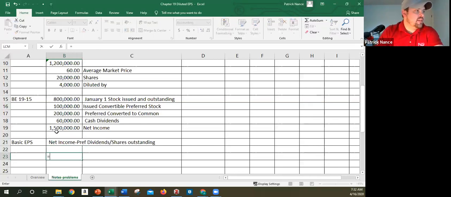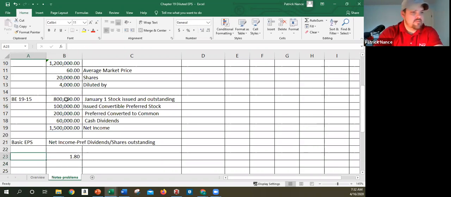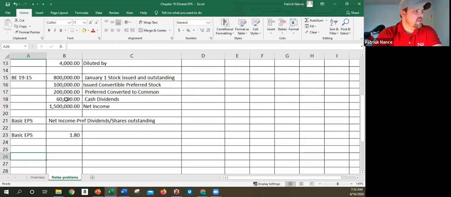So I can just take my net income, use parentheses so it does the math right here, net income minus my preferred dividends, I probably should label those, the preferred cash dividends, divided by, with no new shares issued, 800,000 to get my basic EPS. EPS of $1.80.